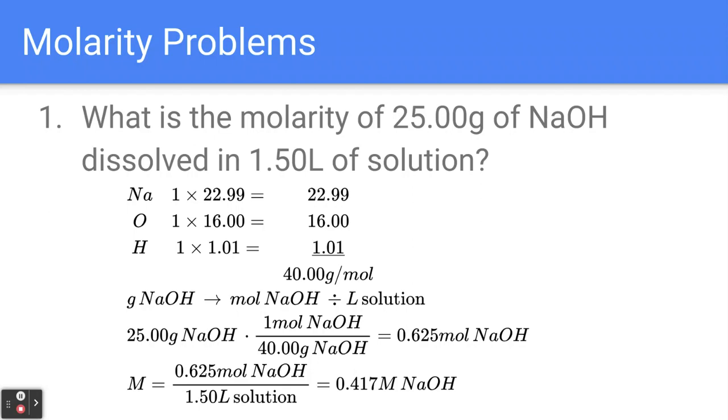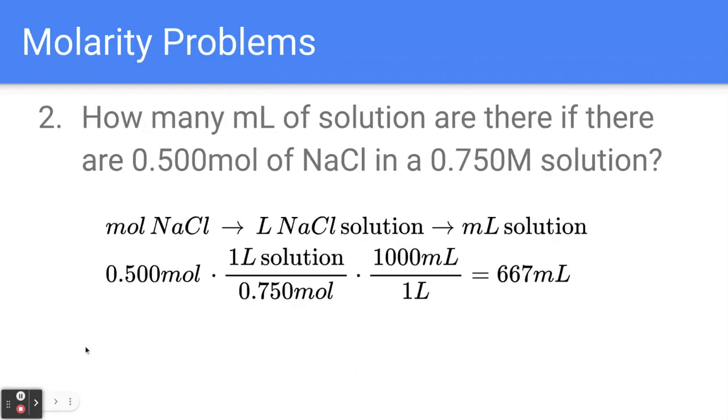And then you're going to take it and divide it by the liters of solution. In this case, I was nice to you and gave it to you in liters, but if it wasn't in liters, you're going to most likely have to get it from milliliters into liters, remembering that there's 1,000 milliliters in a liter. The next type of problem would be asking how many milliliters are in solution given a mole amount.